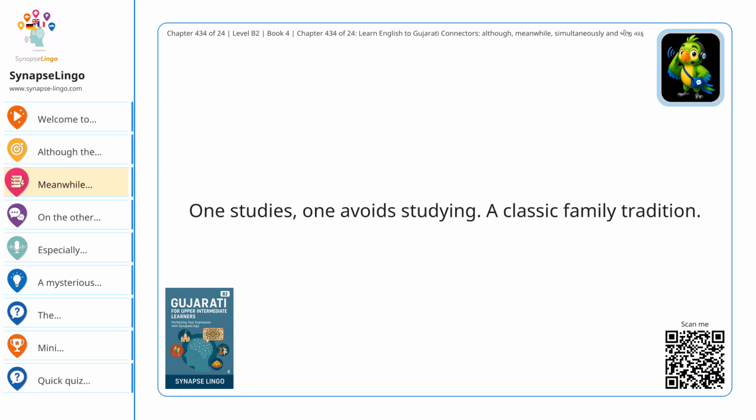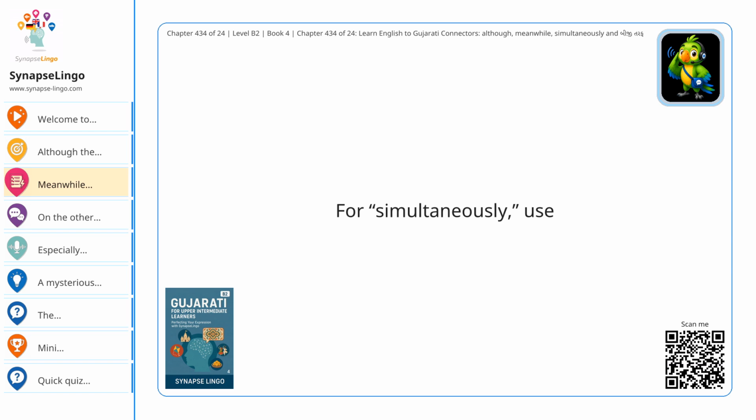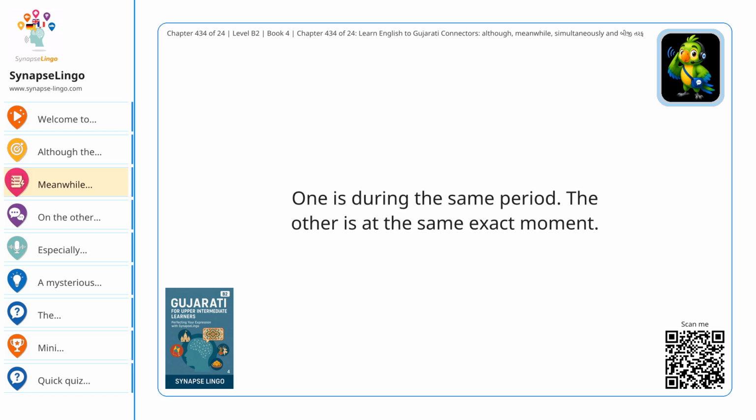One studies, one avoids studying. A classic family tradition. For simultaneously, use એકસાથે. Example: they started speaking એકસાથે, which is also how meetings become long. Quick contrast: દરમિયાન is meanwhile, while. એકસાથે is simultaneously. One is during the same period. The other is at the same exact moment.